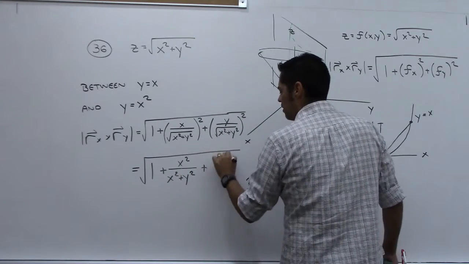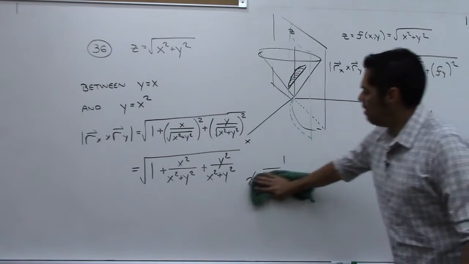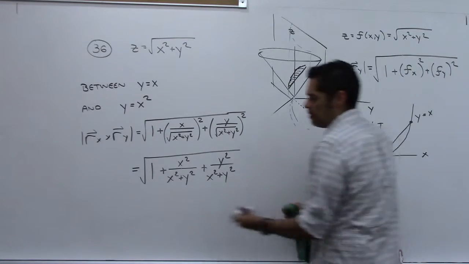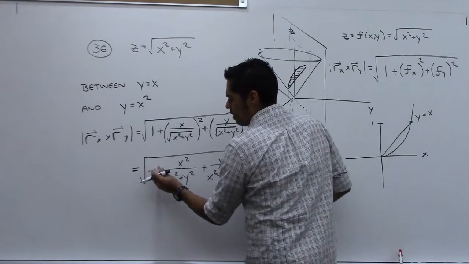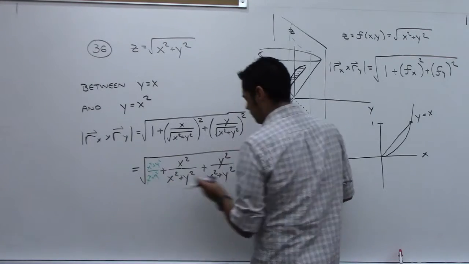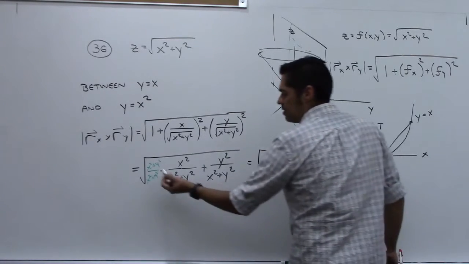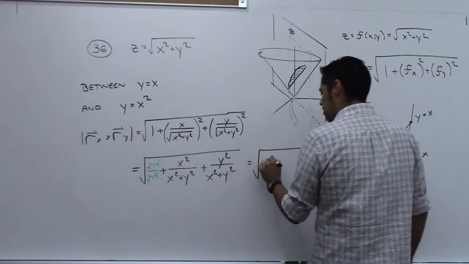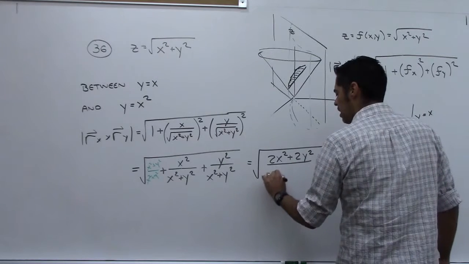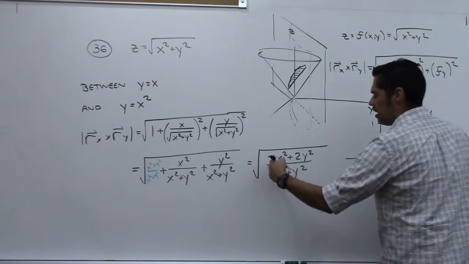Here you square the top, you get y squared, square the bottom, and the root goes away. And now what I'll do is I'll maybe get a common denominator. So I'll just rewrite this 1 over here as x squared plus y squared over x squared plus y squared, like that. Which now gives me square root of, let's see, x squared plus y squared plus x squared plus y squared. It's 2x squared plus 2y squared over the common denominator. And that's really nice because I can factor a 2 out of the top.